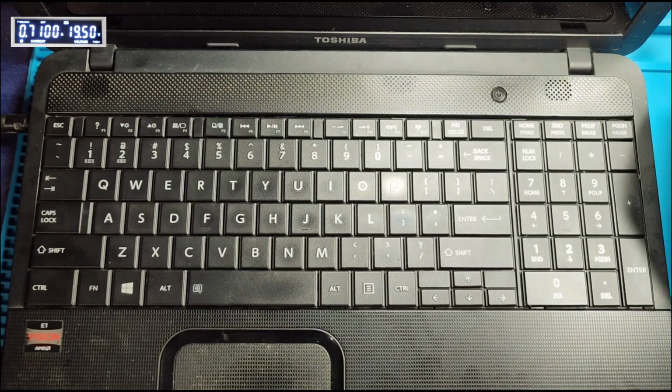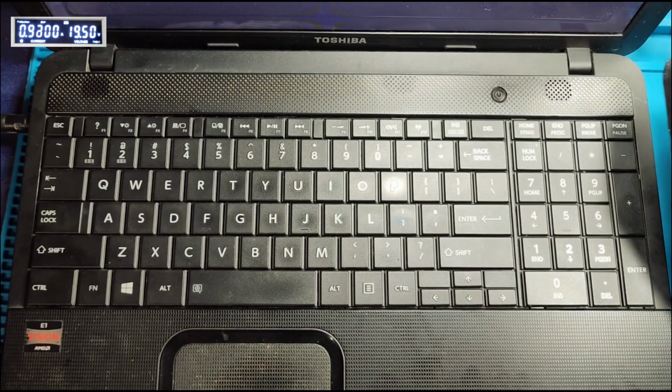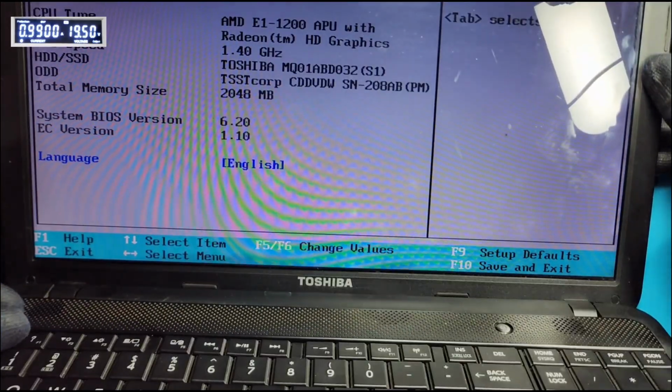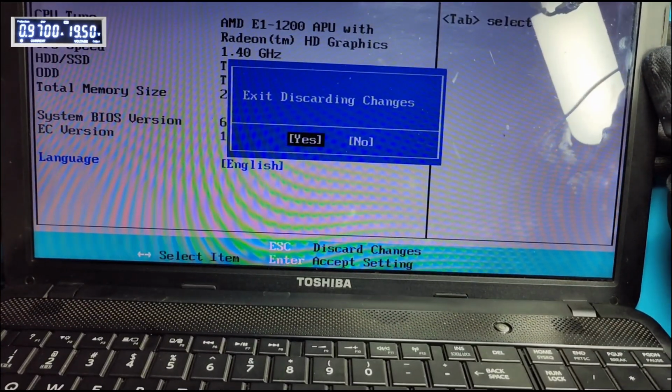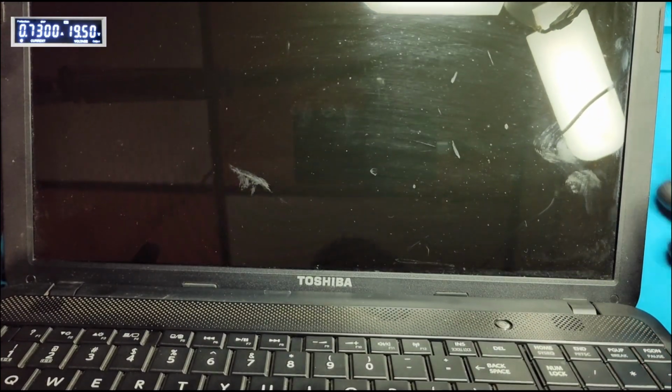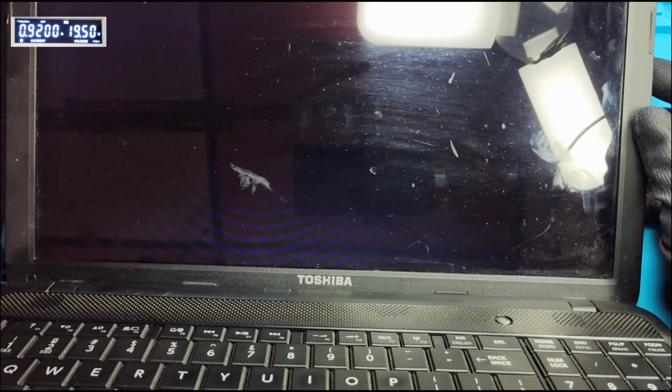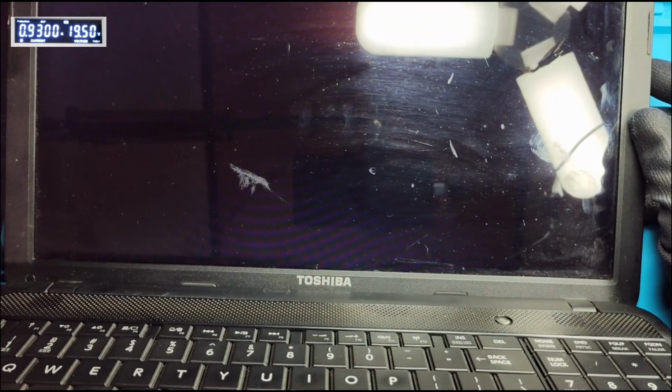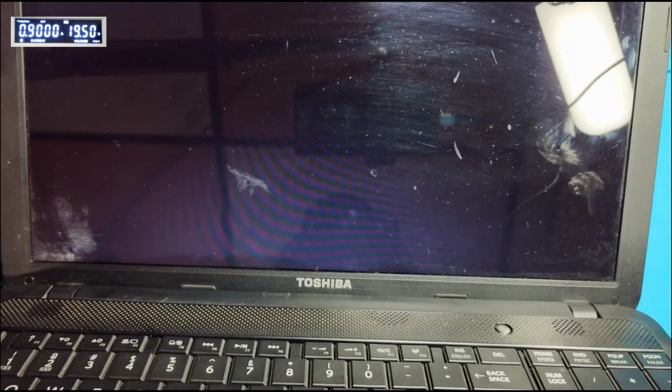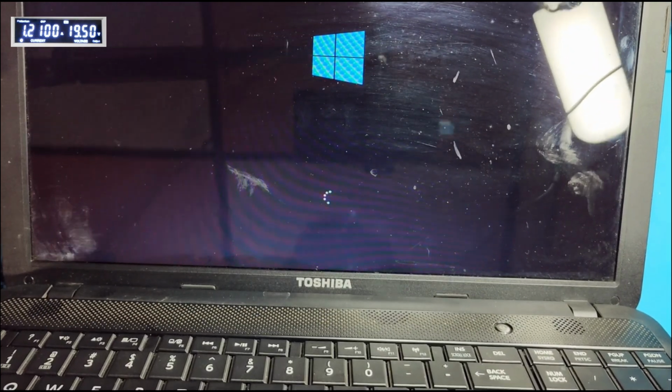Yes, the amperes drawing around 700 milliamps and the display is executed. Okay. So everything is working fine.